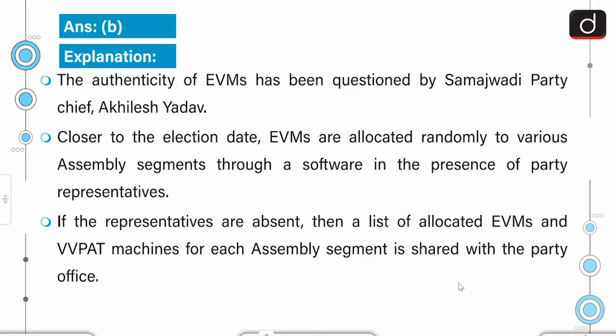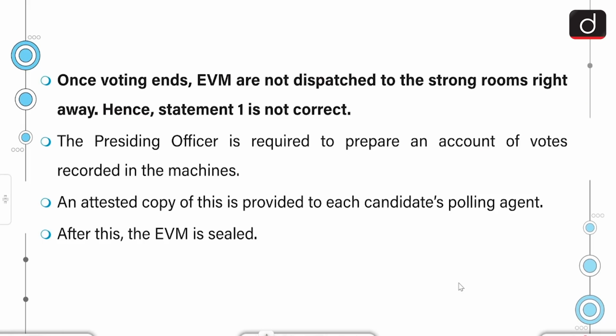The authenticity of EVMs has been questioned by Samajwadi Party Chief Akhilesh Yadav. Closer to the election date, EVMs are allocated randomly to various assembly segments through a software in the presence of party representatives. If the representatives are absent, then a list of allocated EVMs and VVPAT machines for each assembly segment is shared with the party office.